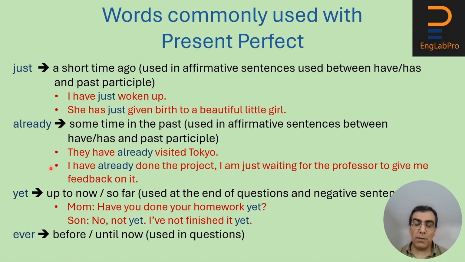And the last word is the word ever. Ever means before, until now, and it is used in questions. For example, have you ever been to Paris? Means, have you been to Paris before? Or have you been to Paris until now? All of them are possible, but normally we use the word ever.